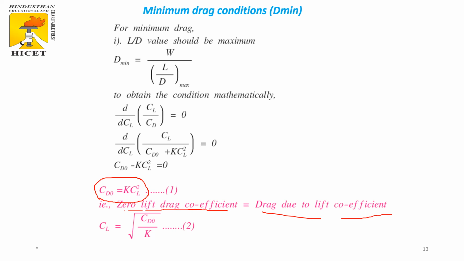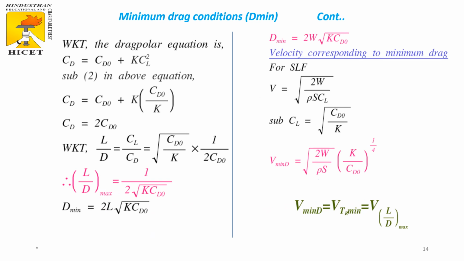The meaning is that the zero lift drag coefficient is equal to the drag due to lift coefficient. So in order for L by D to be maximum, your zero lift drag should be equal to the drag due to lift. That is the point where you get minimum thrust, minimum drag also occurs, and L by D gets its maximum value. If you rearrange this equation, you get CL equal to root of CD naught by K.